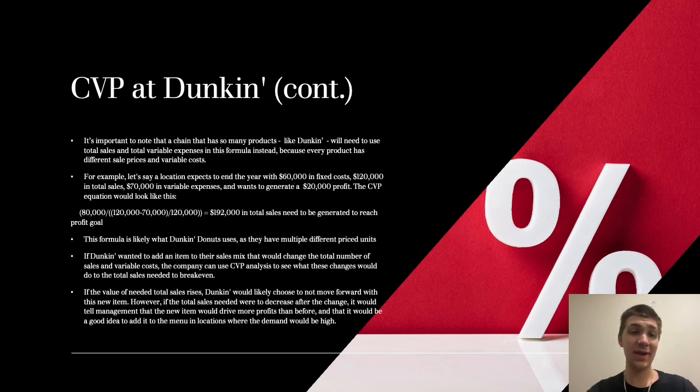If Dunkin' wanted to add an item to their sales mix that would change the total number of sales and variable costs, the company could use CVP analysis to see what these changes would do to the sales needed to break even. If the value of the needed total sales rises, Dunkin' would likely choose to not move forward with the new item, as it would generate less profit. It would take more sales to get to the desired profit. However, if the total sales needed were to decrease after the change, it would tell management that the new item would drive more profits than before, and would be a good idea to add it to the menu in locations where the demand would be high.